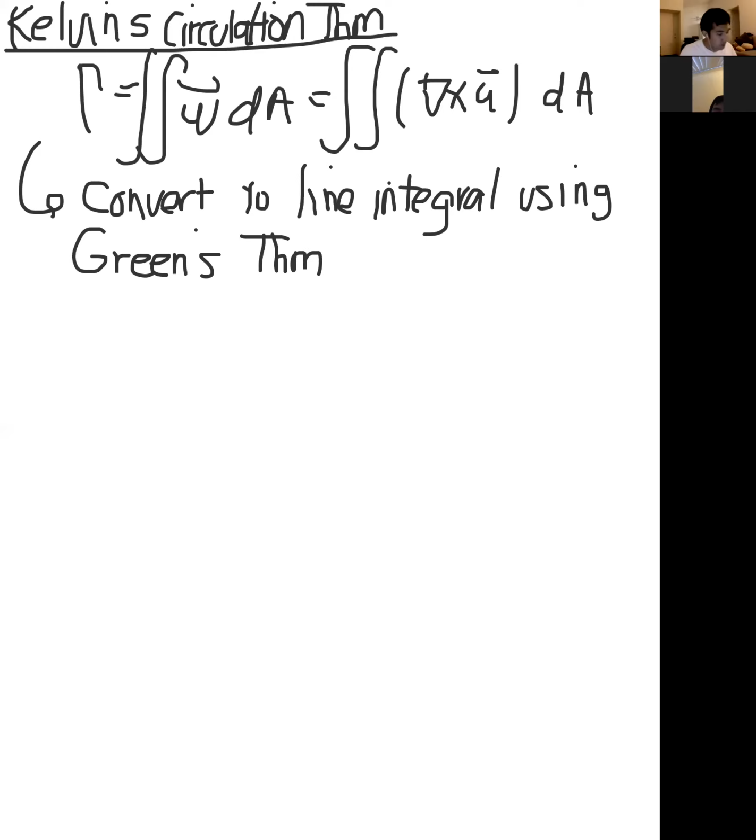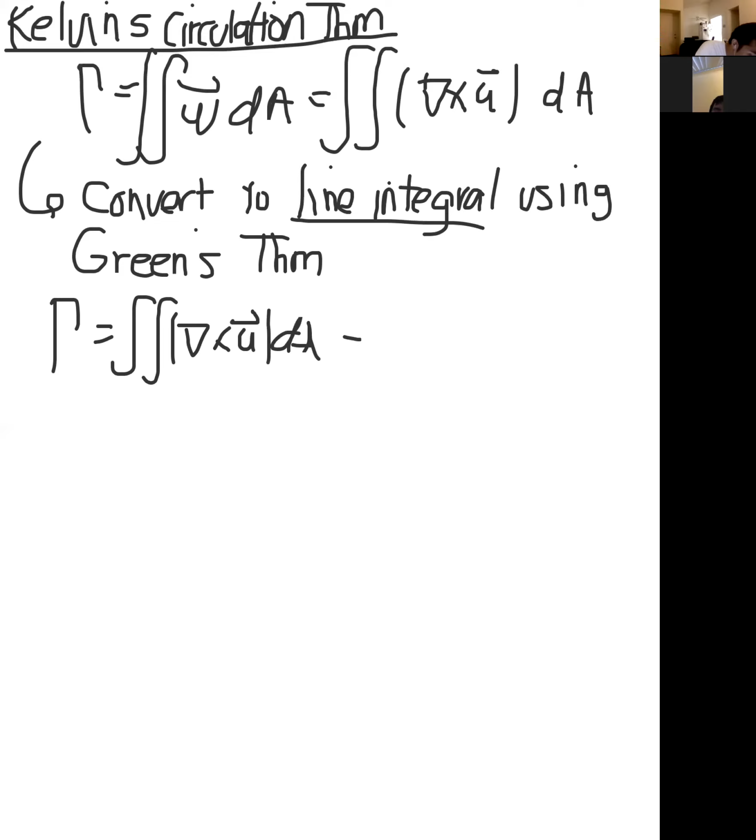Okay. And in particular, the integral that we're going to be converting it to is a line integral. Mathematically, it looks like this. We have our circulation is equal to the double integral of the curl of velocity dA. Let me clean that up a little bit.